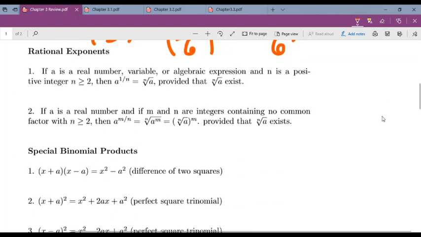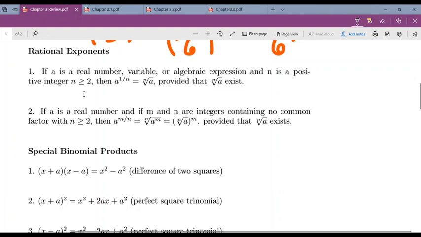Alright, rational exponents. If a is a real number, variable, or algebraic expression, and n is a positive integer with n greater than or equal to 2, then a raised to the 1 over n equals the nth root of a, provided that the nth root of a exists. Essentially, if I've got a number raised to 1 over anything, as long as it's greater than or equal to 2 and it's an integer, which means 2, 3, 4, 5, 6, and so on, just counting numbers basically, then you could take this root, provided that root exists.